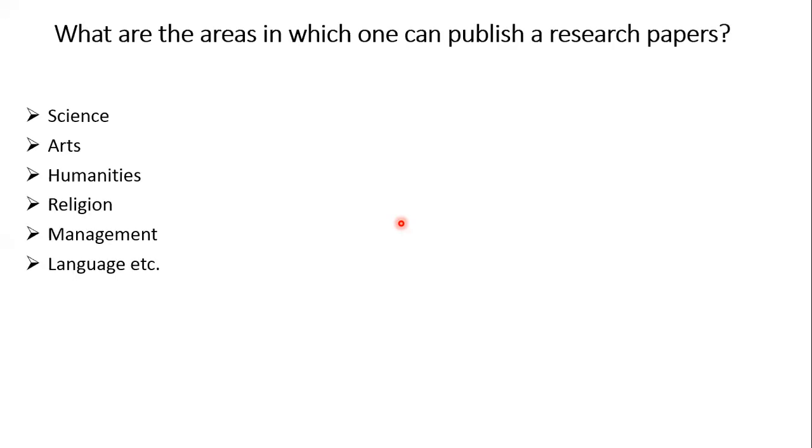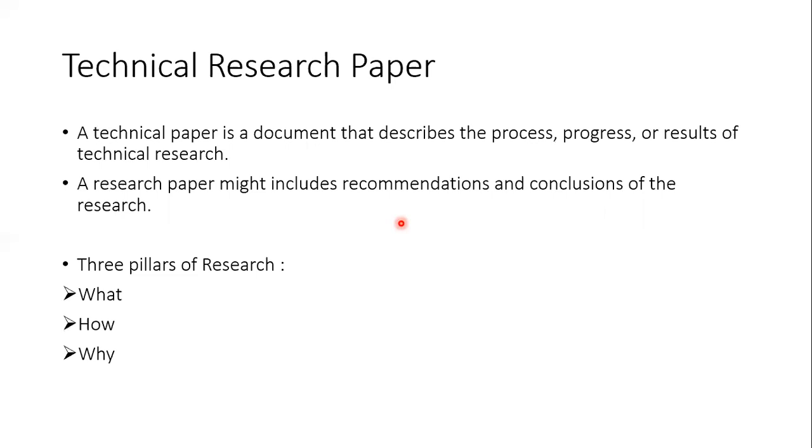Here are the areas where we can publish research papers. You can publish a research paper in science, arts, humanities, religion, management, languages, and so on. In this particular video, I am going to talk about only a technical research paper. So what is a technical research paper?